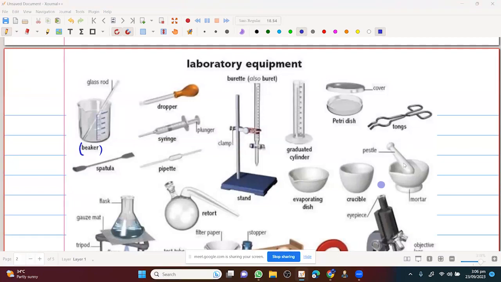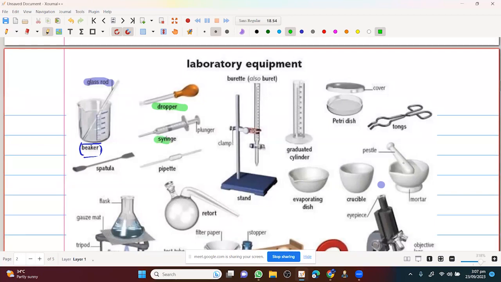Okay, Bismillahirrahmanirrahim. We are going to start with the lab apparatuses. First of all, you must be very familiar with this beaker. This is a beaker, and in the beaker there is a glass rod. This one is the glass rod. And if you can see the dropper, the dropper is here. This kind of apparatus you have to identify.